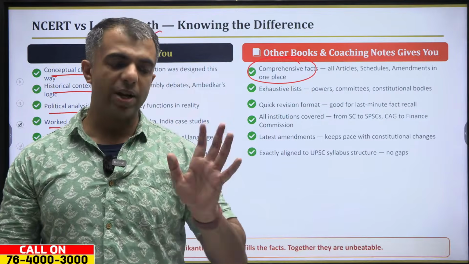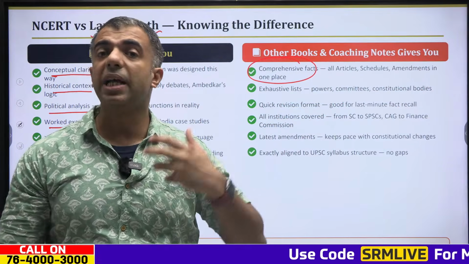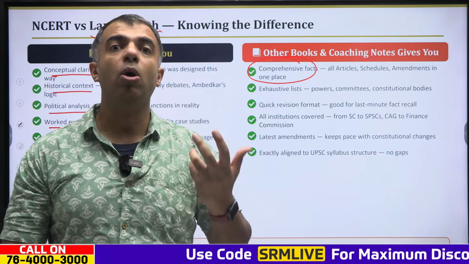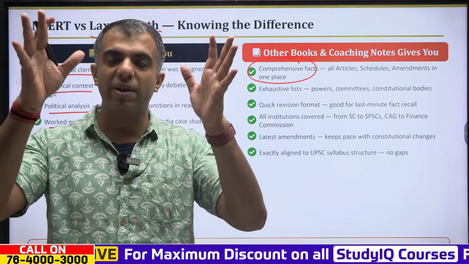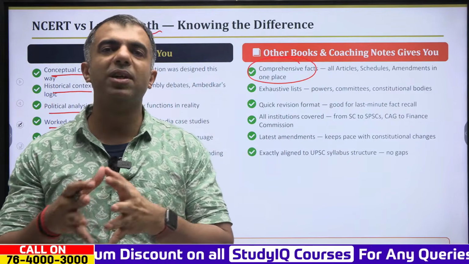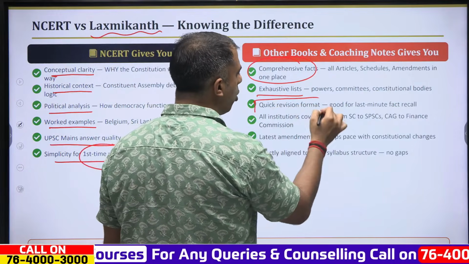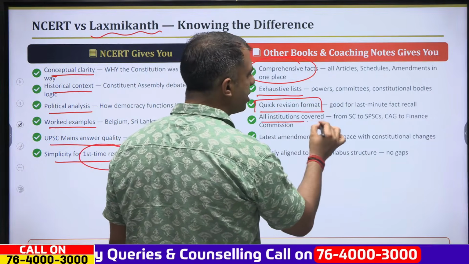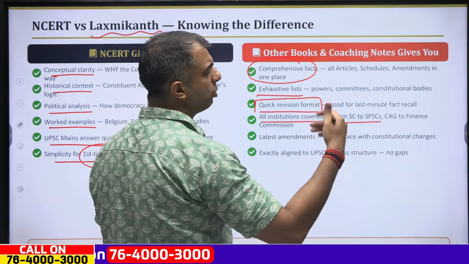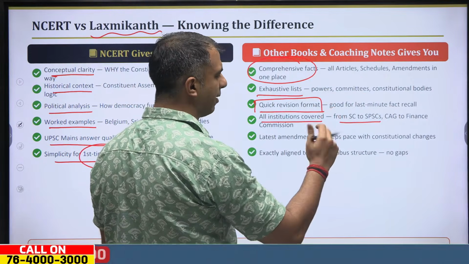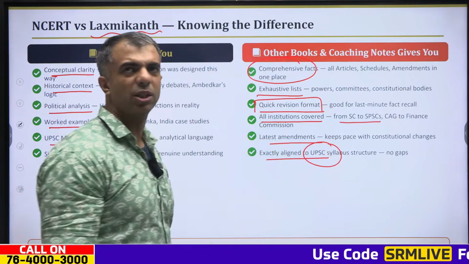So, even though everyone knows that every book covers everything around the exam, why are the students still not able to retain those concepts? Because unlike NCERTs, everywhere you will only find a comprehensive list of facts. Clear? Now they are all exhaustive lists, and they are more relevant for quick revision. All institutions have been covered, from the UPSC to the state PSCs, CAG, every topic has been covered, latest amendments have been covered, and they are exactly aligned to the UPSC syllabus structures. So there are no gaps.